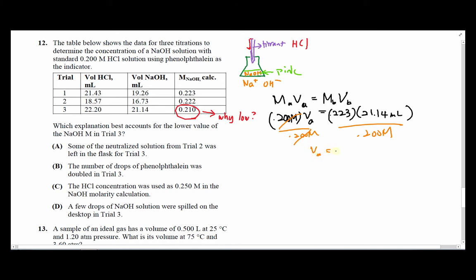Then you're gonna get 23.6 milliliter of our hydrochloric acid used up. But that's not what we see in our trial, 22.20. In other words, this sodium hydroxide was overestimated. Because that was overestimated, we should lower the volume.